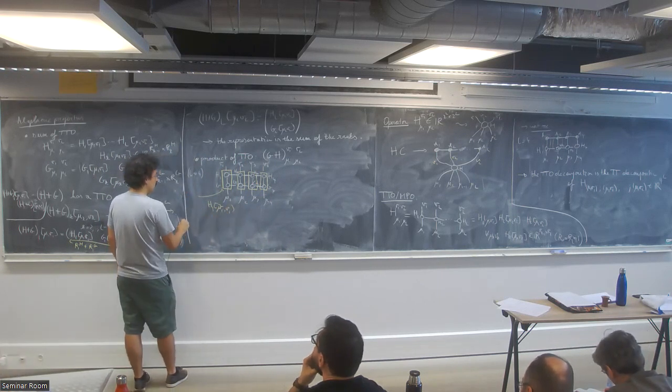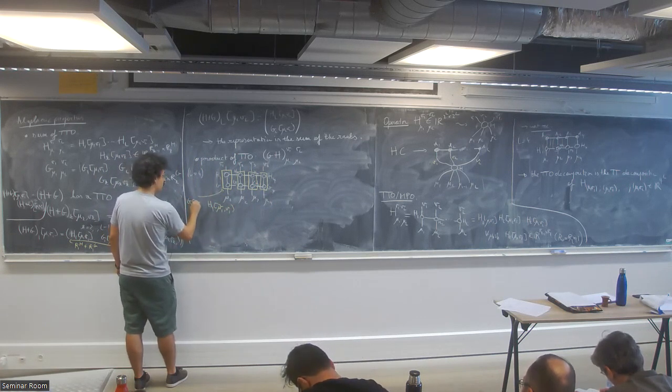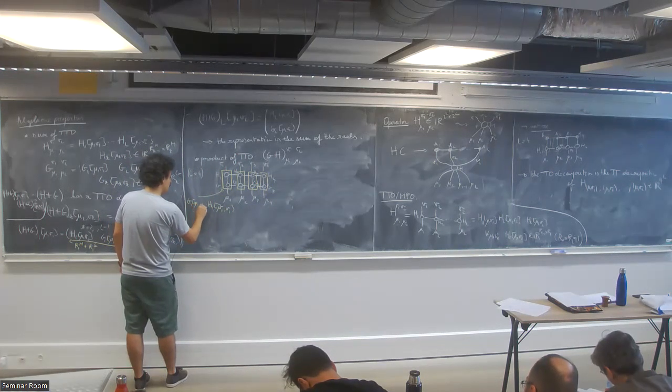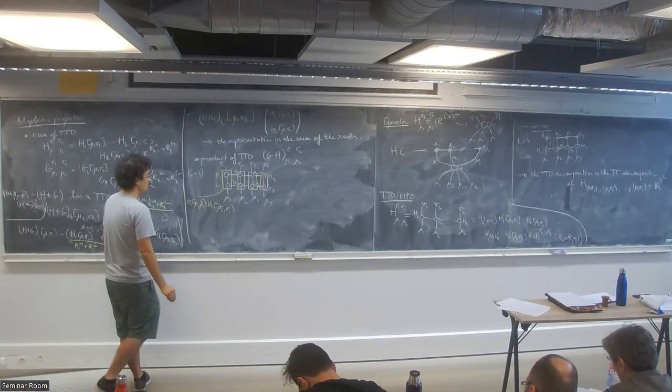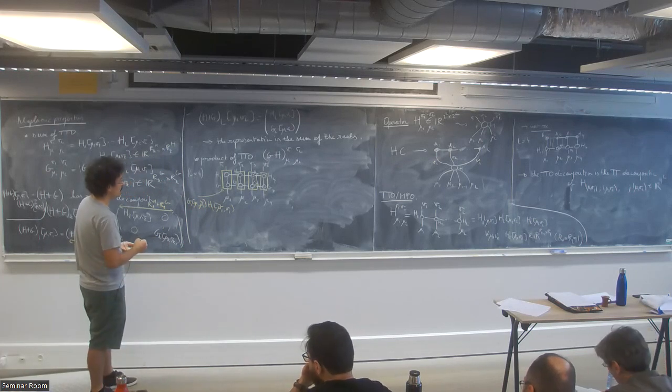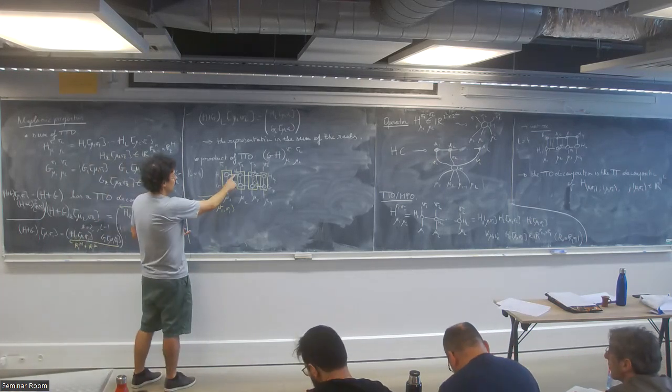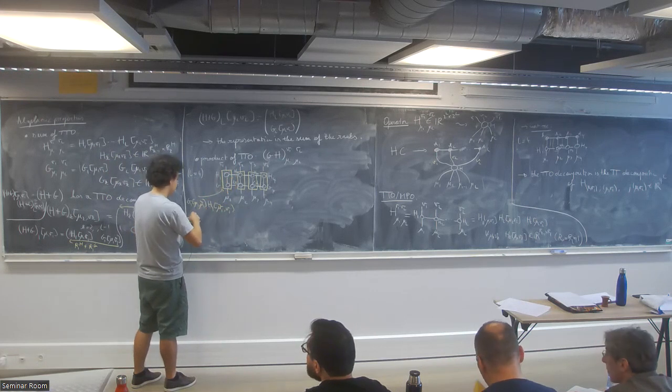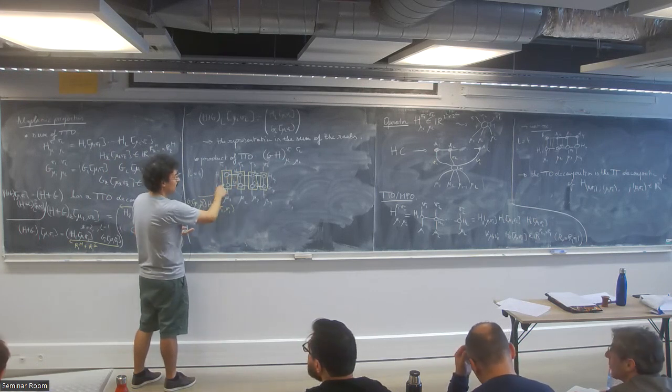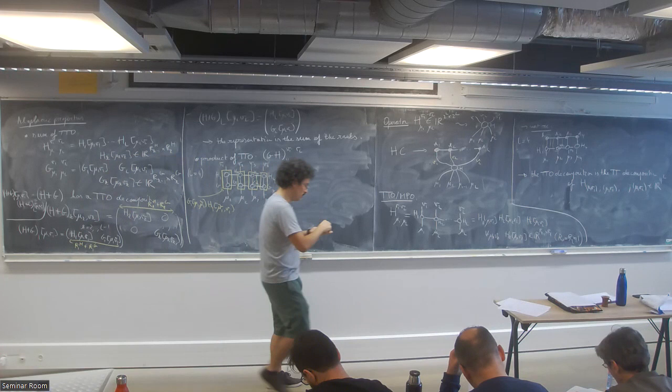Okay. I have a tensor G1, and I sum over the shared index mu1 tilde. And here I have... yeah, okay. Maybe I should have said that.